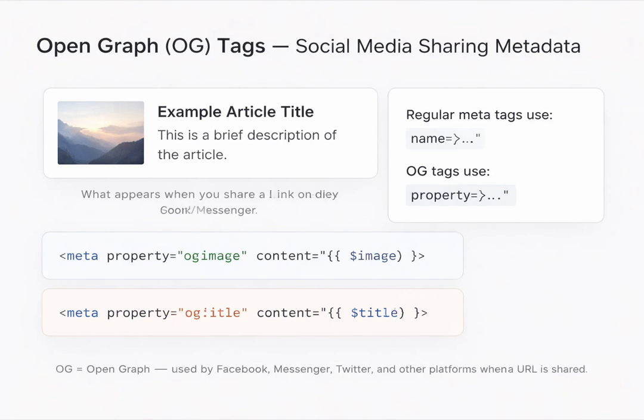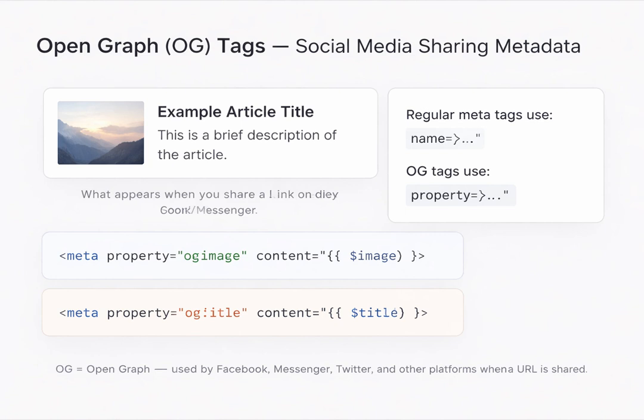Now, beyond these standard SEO meta tags, there's another important category called Open Graph Tags, or OG tags. You've definitely seen these in action. When you paste a link into Facebook or Messenger, a preview card pops up showing an image, a title, and sometimes a short description. That preview is powered entirely by Open Graph meta tags embedded in the page's HTML.